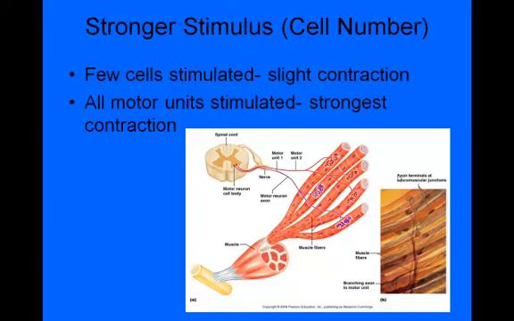Another way that we can have a graded response is by a stronger stimulus, meaning that you're recruiting more muscle cells. So fewer cells stimulated, a littler contraction or smaller contraction. All motor units stimulated, you get a massive contraction.